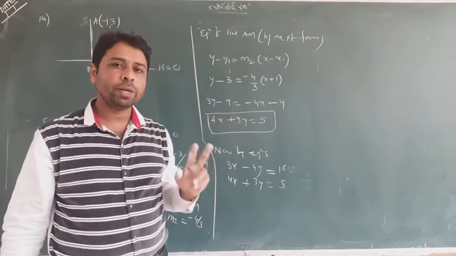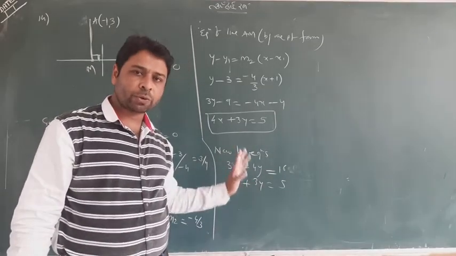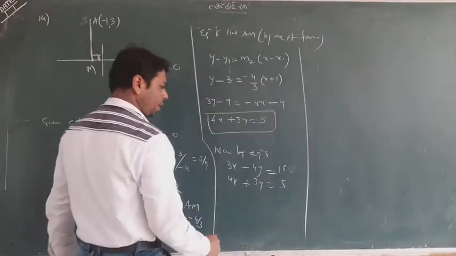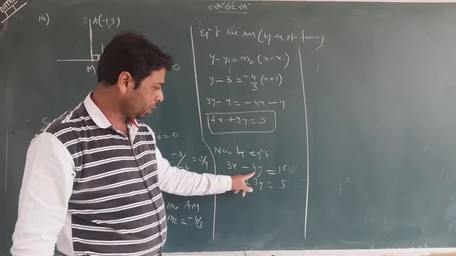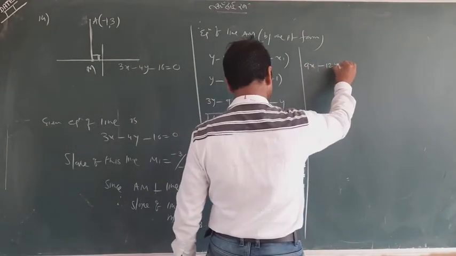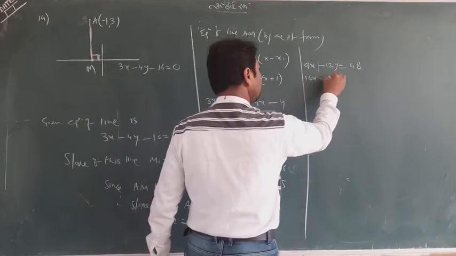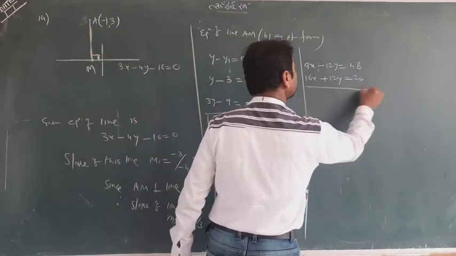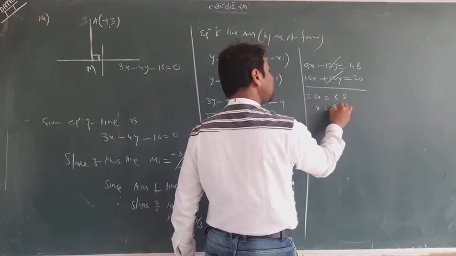So we have two ways. First I used this one, don't worry. Now we'll solve these two equations and get x. I use the elimination method here. I will multiply by 3 here and 4 here. 3 times 3 is 9x, 3 times 4 is 12y, and 3 times 16 is 48, and 4 times 4 is 16x and 12y, and 4 times 5 is 20. So I'll subtract. 25x, it's going to be 68 upon 25.